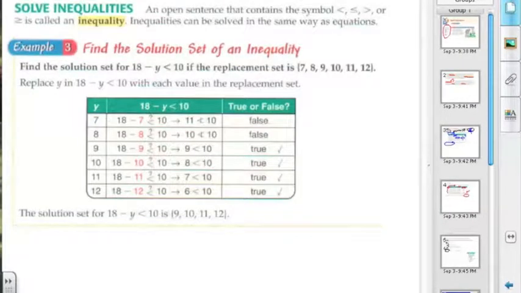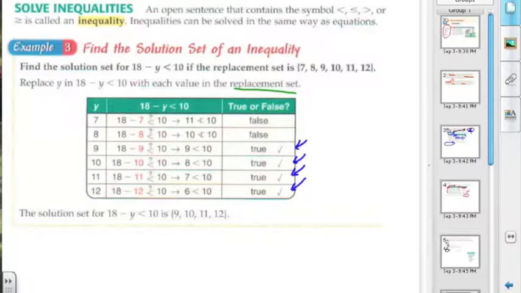Okay, so now we have a solution set. We're trying to find the solution set for an inequality. Now at this point, it's going to be a little bit different than the equation. Because with an inequality, we could have no answers in the replacement set. We could have one answer, or we could have more than one answer. So we have to be careful on how we actually solve this problem. As you can see from the table in front of you, we have a bunch of true answers. So we need to be careful about this and how we solve it.